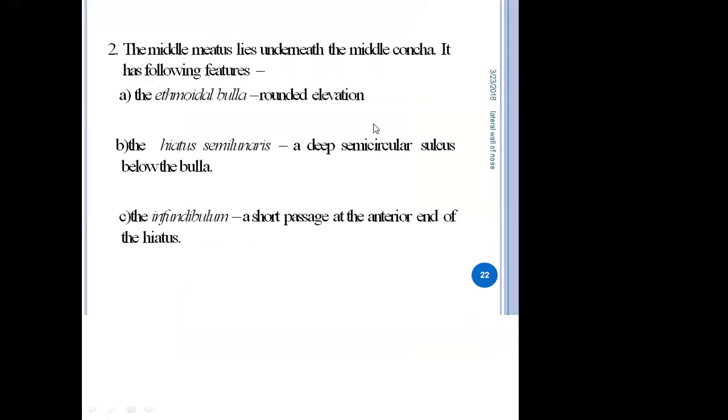So these openings are very important. They will ask in the viva: what are the openings present in the inferior meatus and middle meatus? The middle meatus lies beneath the middle concha. The features of the middle meatus are very important. These are the bulla ethmoidalis, hiatus semilunaris, and infundibulum.